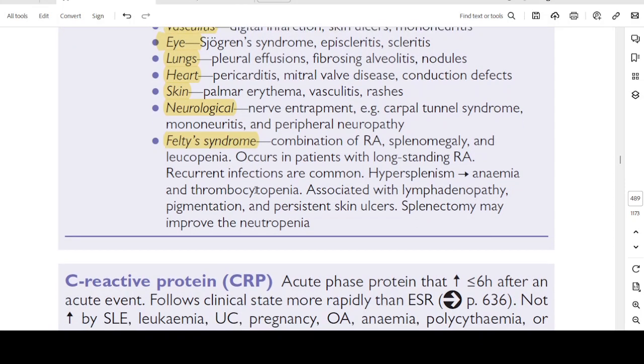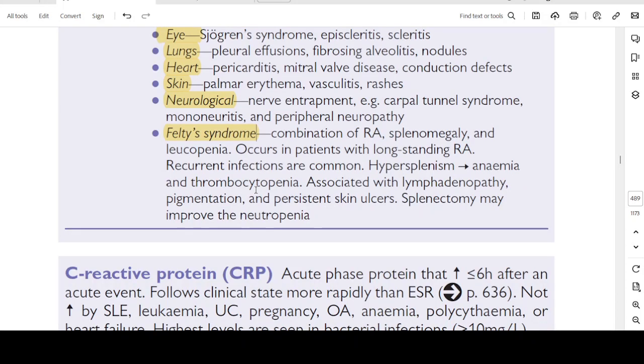Felty's syndrome, a combination of rheumatoid arthritis, splenomegaly and leukopenia, occurs in patients with long-standing rheumatoid arthritis. Recurrent infections are common. Hypersplenism leading to anemia and thrombocytopenia associated with lymphadenopathy, pigmentation and persistent skin ulcers. Splenectomy may improve the neutropenia. So, Felty's syndrome is a combination of rheumatoid arthritis and splenomegaly and leukopenia. This is the triad of Felty's syndrome.